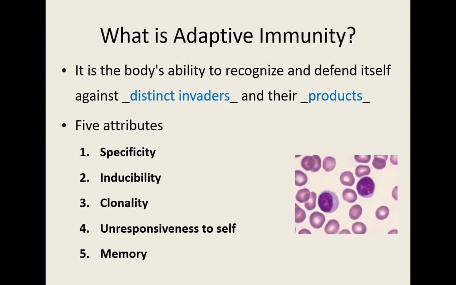So we're going to start first with some terms on what is adaptive immunity. Adaptive immunity means the body's ability to recognize and defend itself against distinct invaders, meaning very specific invaders, and any of the products that they make. Because there are some bacteria that make toxins. So our body can recognize not only the bacteria, but it can also recognize the toxin.